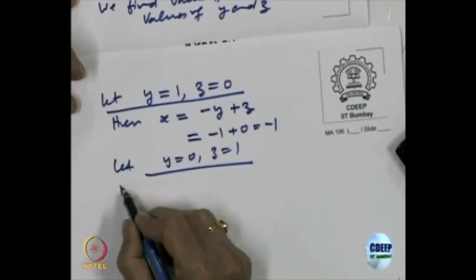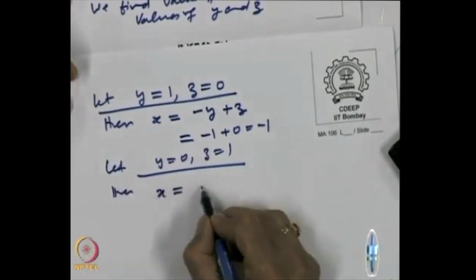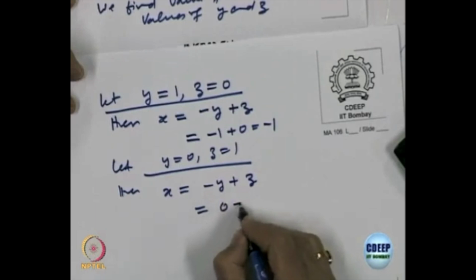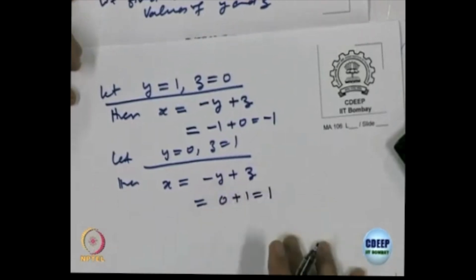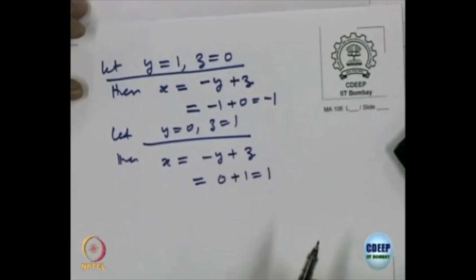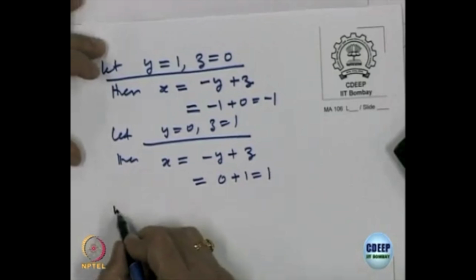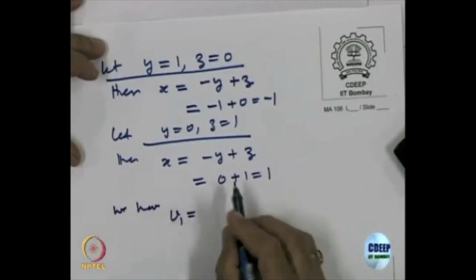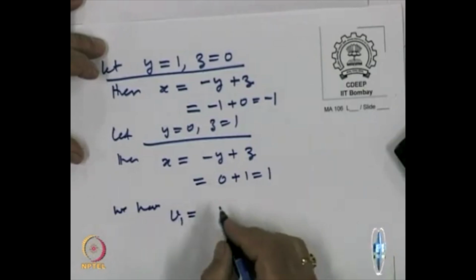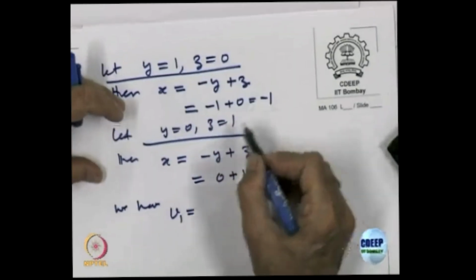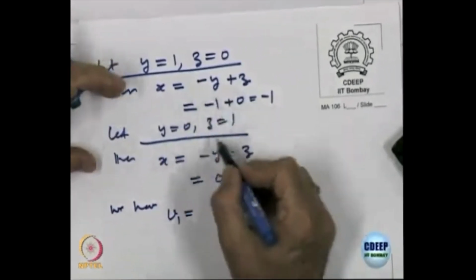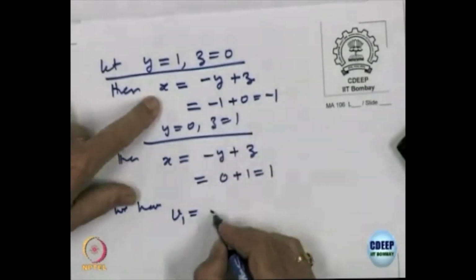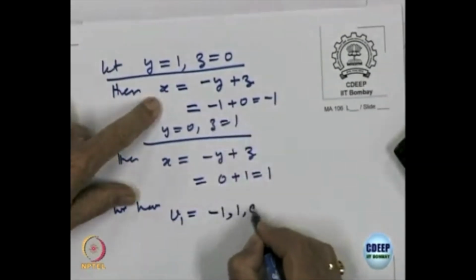Then what is x equal to? So that is minus y plus z. So that is equal to 0 plus 1, that is equal to 1. So I got two solutions. So we have V1. So what is V1? So V1 is equal to, we got y equal to 0, x is equal to minus 1. So minus 1, 1 and 0.